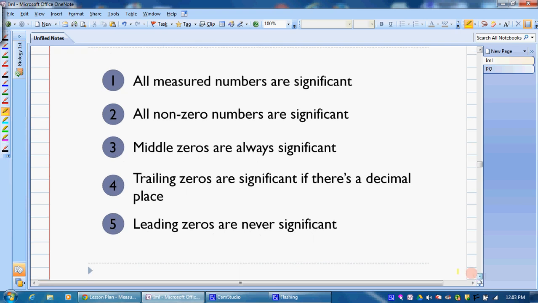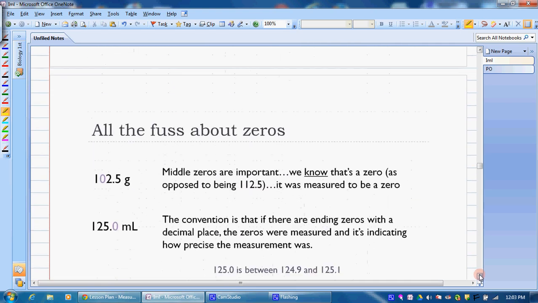These are all the different rules. All measured numbers are significant. So if you measure them, they're significant. If they're not a zero, they're significant. If you have zeros in the middle of a measurement, they're significant. Zeros at the end, if there's a decimal, are significant because they wouldn't be there unless you measured them. Leading zeros, or zeros that come before, are not significant. That's a lot of rules.